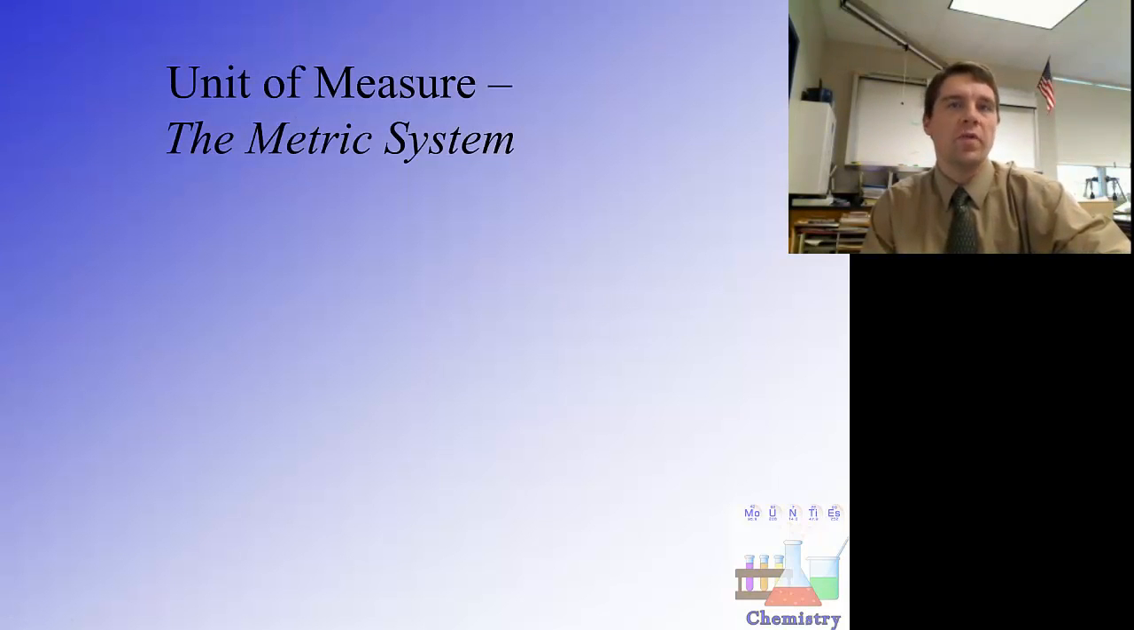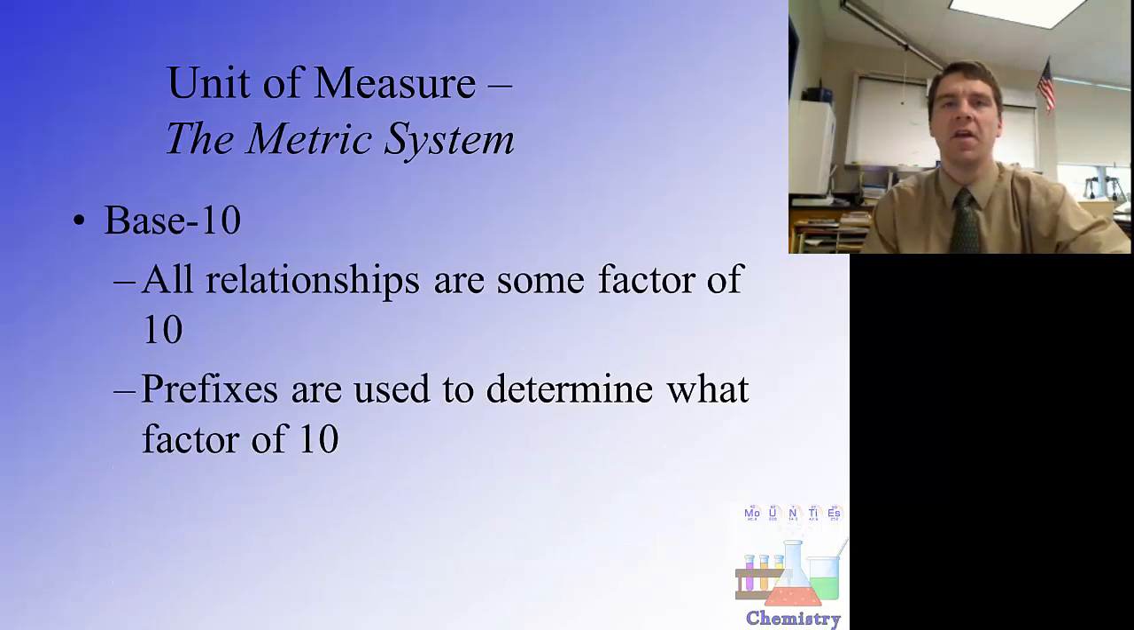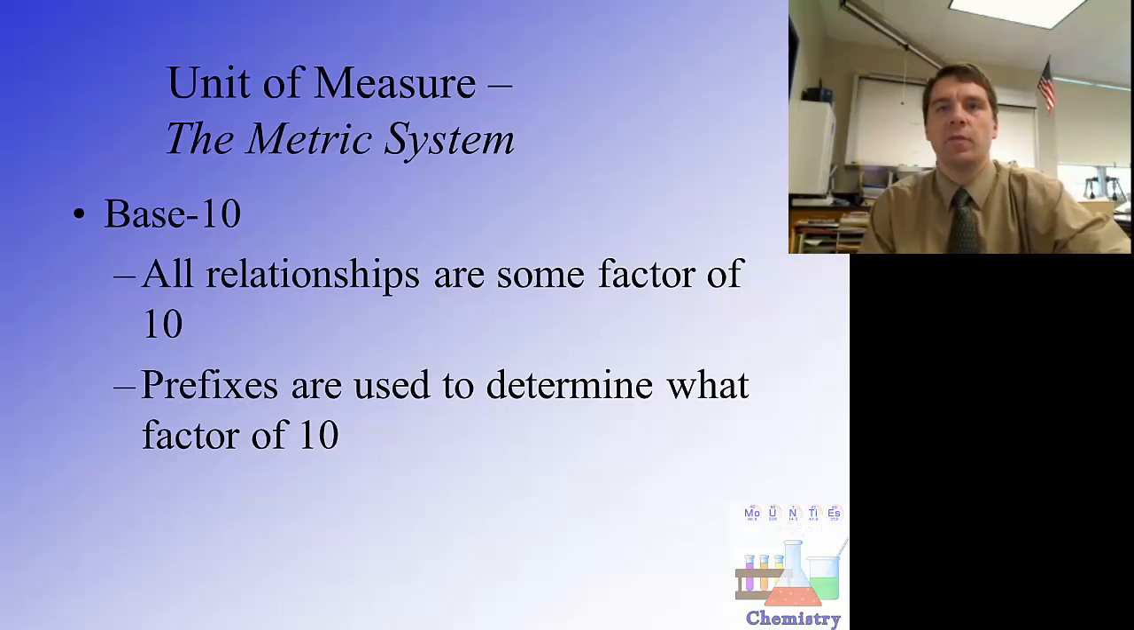A lot of the world, when they make measurements, utilize the metric system as opposed to the imperial system, which we use in the United States. And the reason that the metric system is preferred is because it's base 10. So that means that all the conversions between your different metric units are based on the number 10 or some factor of it, some power of it, 100, 1,000, 10,000, 100,000, things like that.